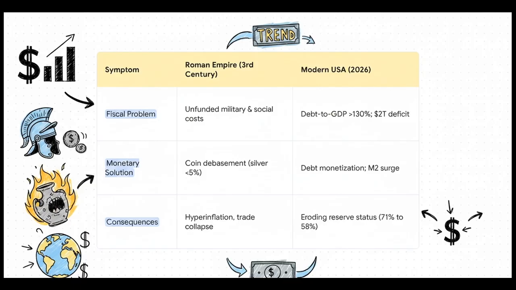And finally, the consequences. Rome got hyperinflation and a collapse in trade. Today, we're seeing stubborn inflation and, really critically, a slow but steady erosion of the dollar's status as the world's main reserve currency, dropping from 71% down to 58% of global reserves. The trend lines are, well, they're unmistakable.